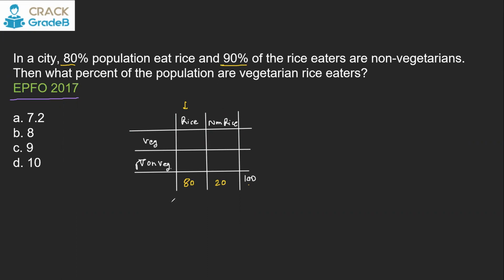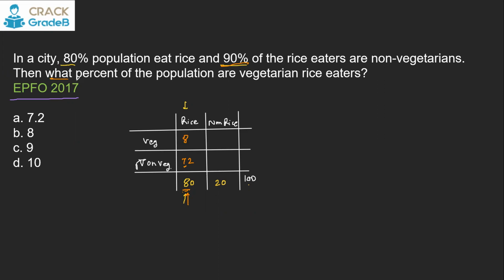90% of the rice eaters are non-vegetarian. So out of these 80 people who eat rice, what is 90% of 80? 90% of 80 is 72. So 72 people are non-vegetarian. Out of these 80, 72 went here, so the remaining 8 will come here.